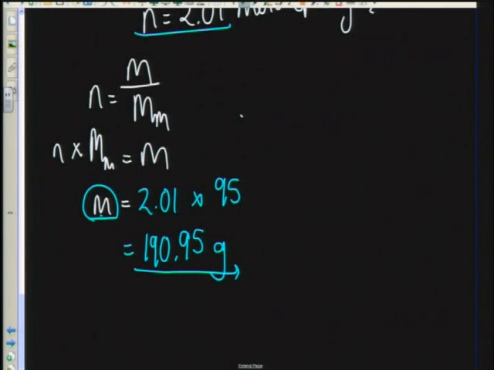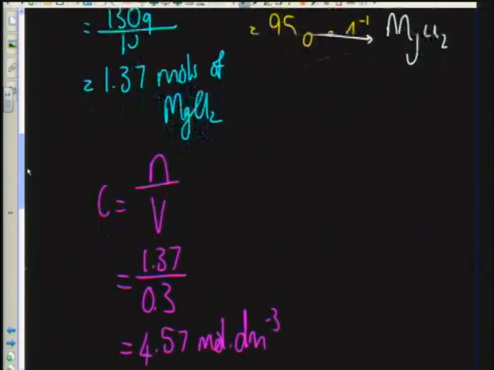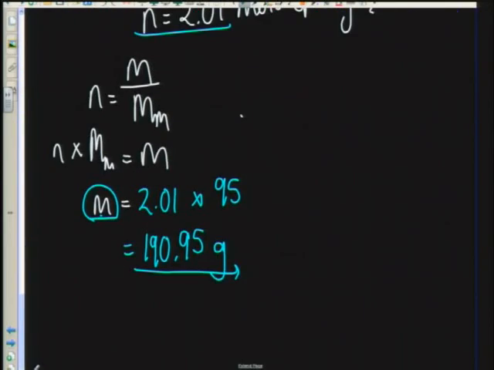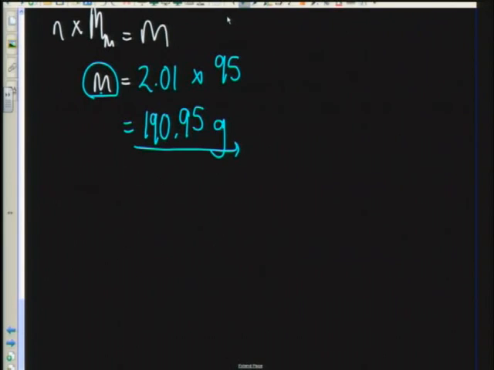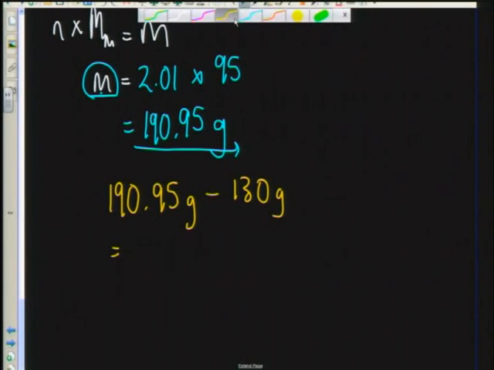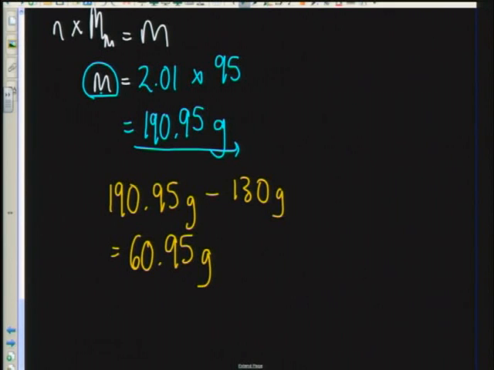Have we answered the question? Well, not yet, because what we were asked in the question is how much more do we need to add? Well, we need to find out how much we had at the start. Right at the start, they told us 130 grams was what we had dissolved in this water. So we now need how much more? Well, the last part of this question, 190.95 grams minus the original 130 grams, and that's going to be equal to, I can pretty much see it, but I'll show you anyway, 190.95 minus 130, 60.95, 60.95 grams need to be added.